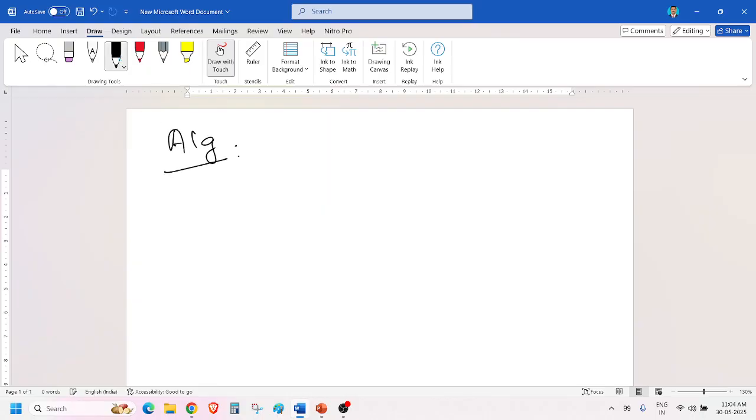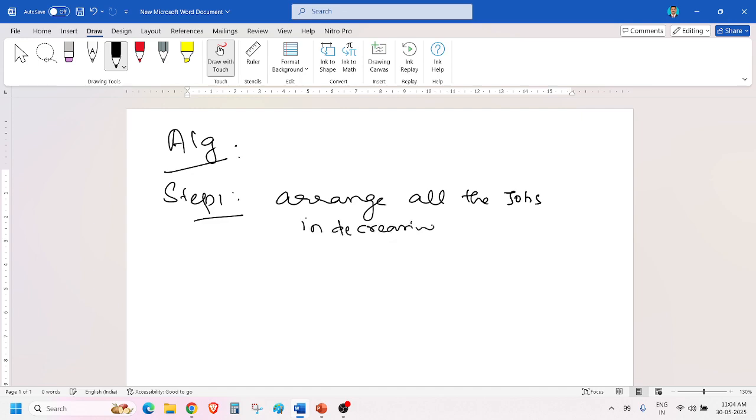So totally we have three steps. In step one, you have to arrange all the jobs assigned in your problem in decreasing or descending order, whatever it may be. Based on what? Based on profits. Based on profits you have to arrange the jobs.